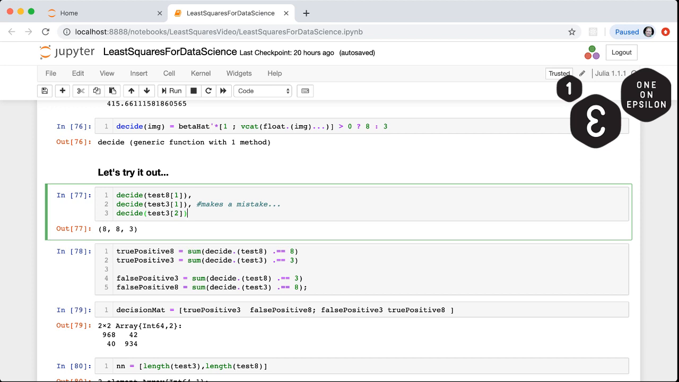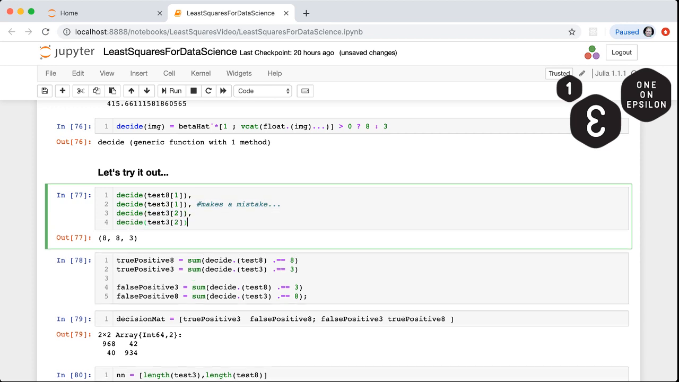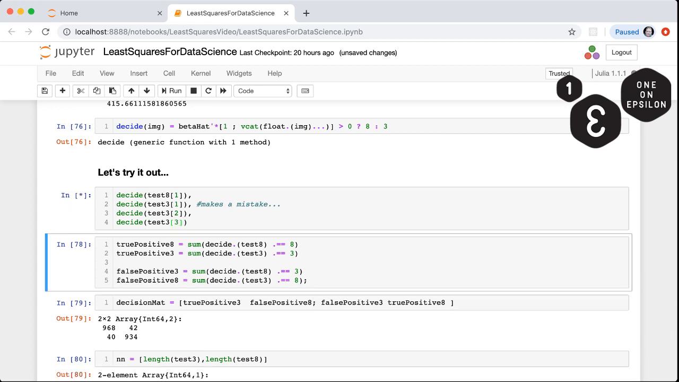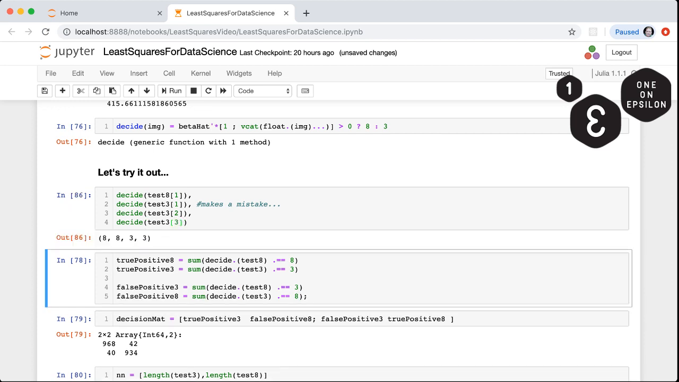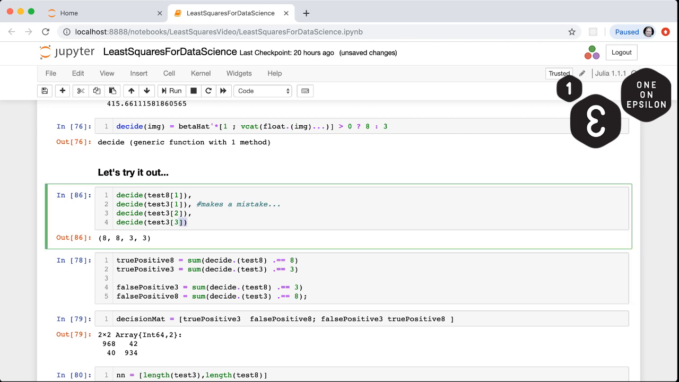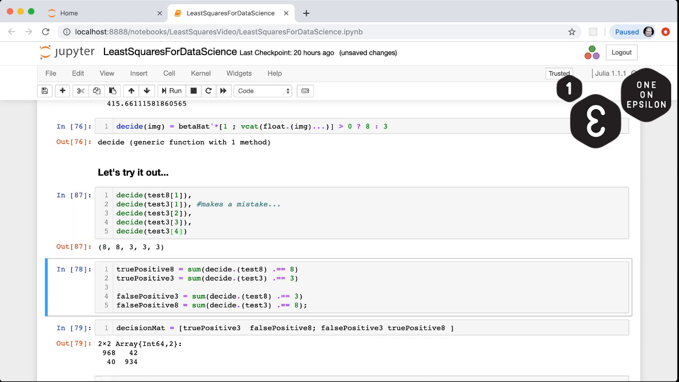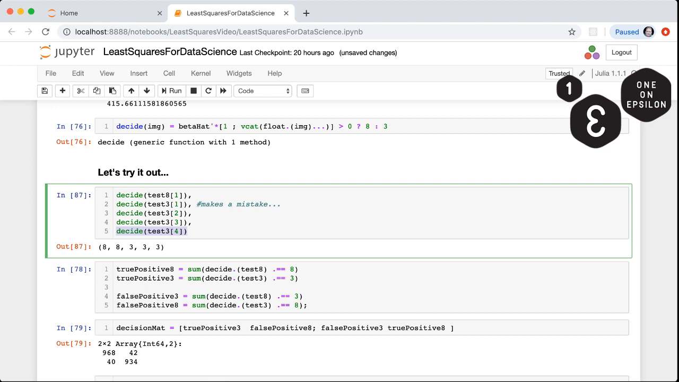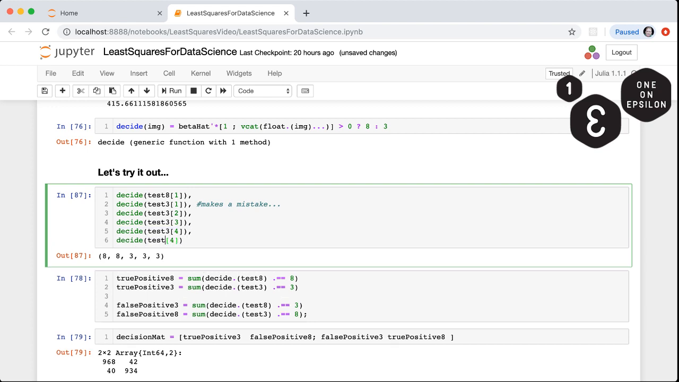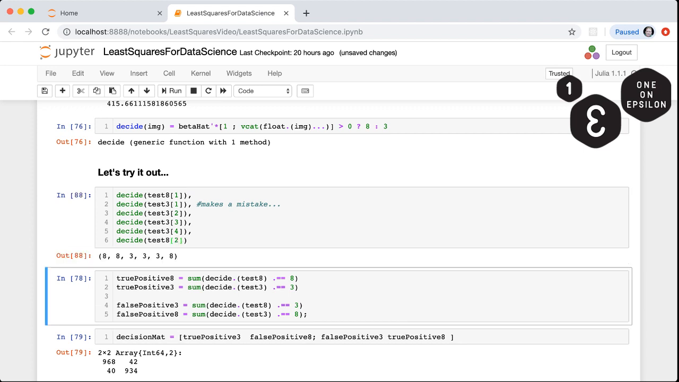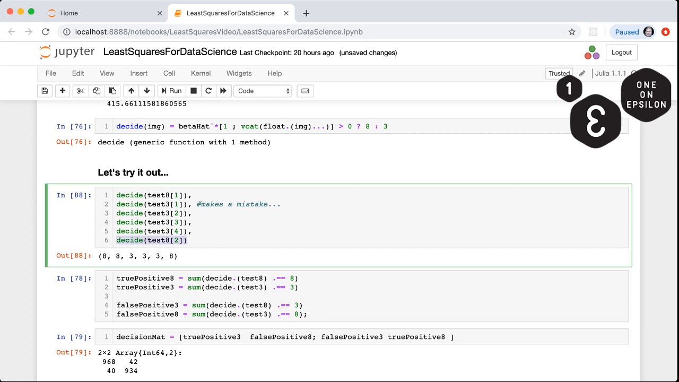Let's even do one more. Let's try it on the third 3, and we get a 3. That's good. Let's do it on the fourth 3. We get a 3, so that seemed to be correct. We only had a mistake on the first 3 so far. Let's do it on the second 8. We got an 8. So in these, there was just one mistake.